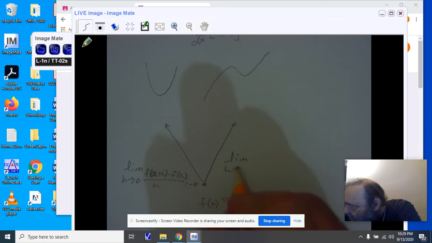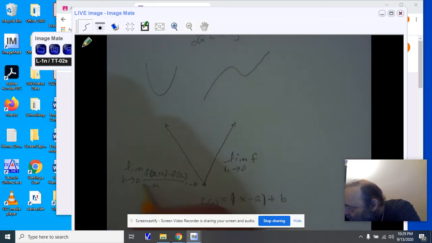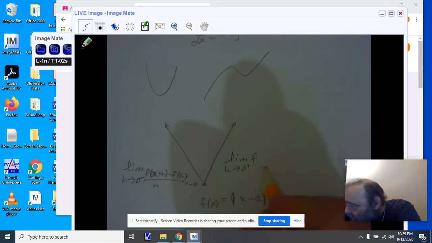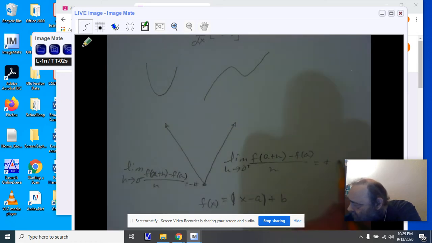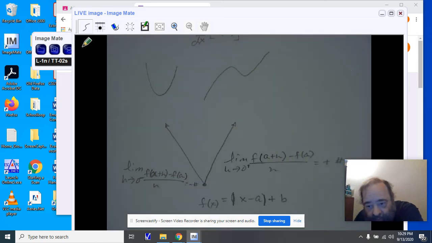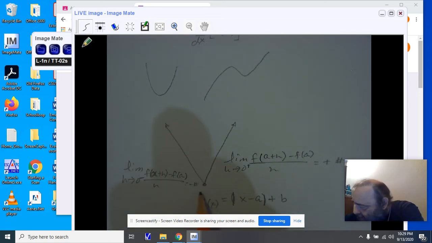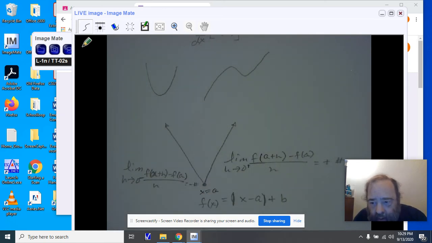The limit as h approaches 0 for f of a plus h minus f of a all over h, and now we're approaching left and right, we're breaking it up into the two one-sided limits, now has a positive slope. We can see that because the graph is obviously positive in slope. Well, that means that at x equals a, the limit from the left doesn't equal the limit from the right, and therefore we do not have a derivative. This is called non-differentiable. Okay?